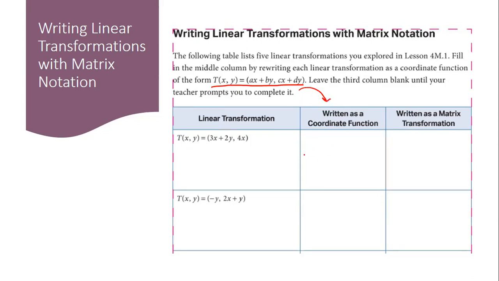So first we have 3x plus 2y, comma, 4x plus 0y. Are we confident in writing it in standard form? In coordinate function form? That's it? Yes. Okay. Now, the new part is writing this as a matrix.